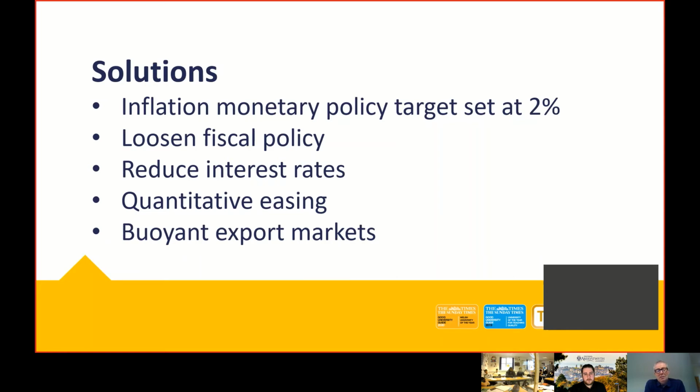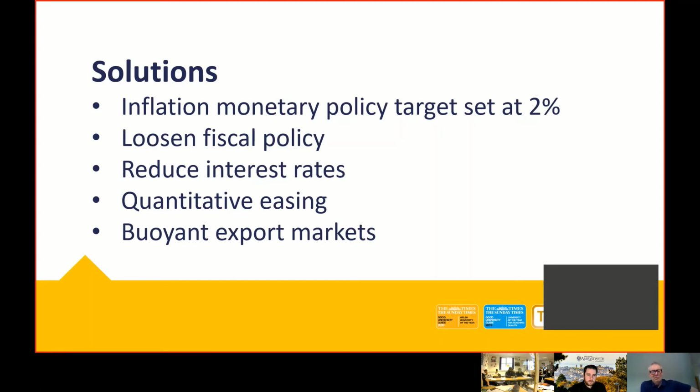Other solutions would be to loosen fiscal policy, so the government could spend more and/or lower taxes. In the UK, obviously the current situation, the government is planning to spend more, and it's increasing the level of debt. Because taxation is comparatively low with some countries, especially some European countries, the government obviously is looking to help service its debt, and may be reluctant to lower taxes further.